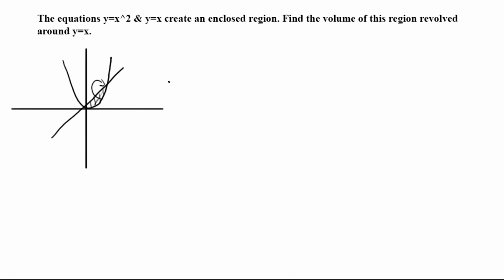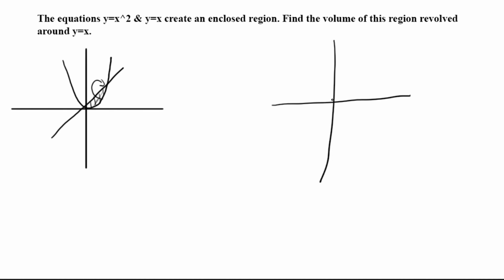So if you've taken a Calculus 1 or Calculus 2 course, or Calc AB or BC if you're a high school student, you're probably familiar with revolving regions around a vertical or a horizontal axis, such as the x-axis or the y-axis, or a horizontal or vertical line. However, in this case, it is slightly different and we can't exactly utilize the same methods that we're used to.